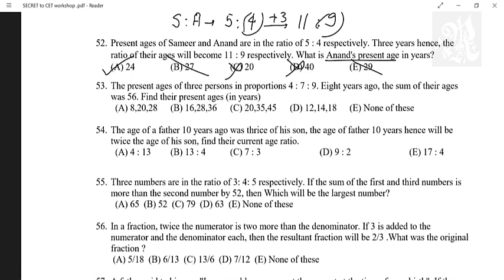Alright, have a look at the next one. Again, we'll use the same logic and try to deduce the answer orally. Present ages of 3 people are in the ratio 4:7:9. Now keep in mind the ratio of ages will keep changing. It won't be the same.